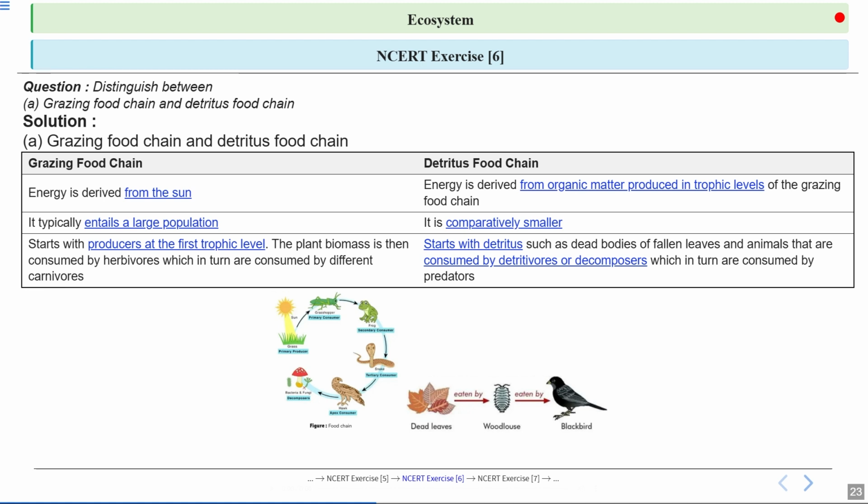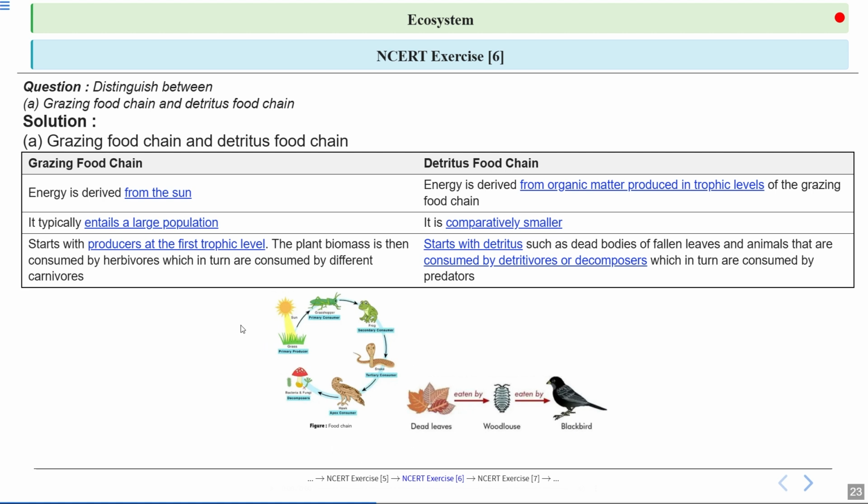Here in this image you can see the examples of the food chain, and the image on the right also shows you the detritus food chain. So the detritus food chain starts with the detritus. Okay, this detritus is broken down by the detritivores and then further by the decomposers. Okay, clear? And with this the nutrients are recycled back into the soil.